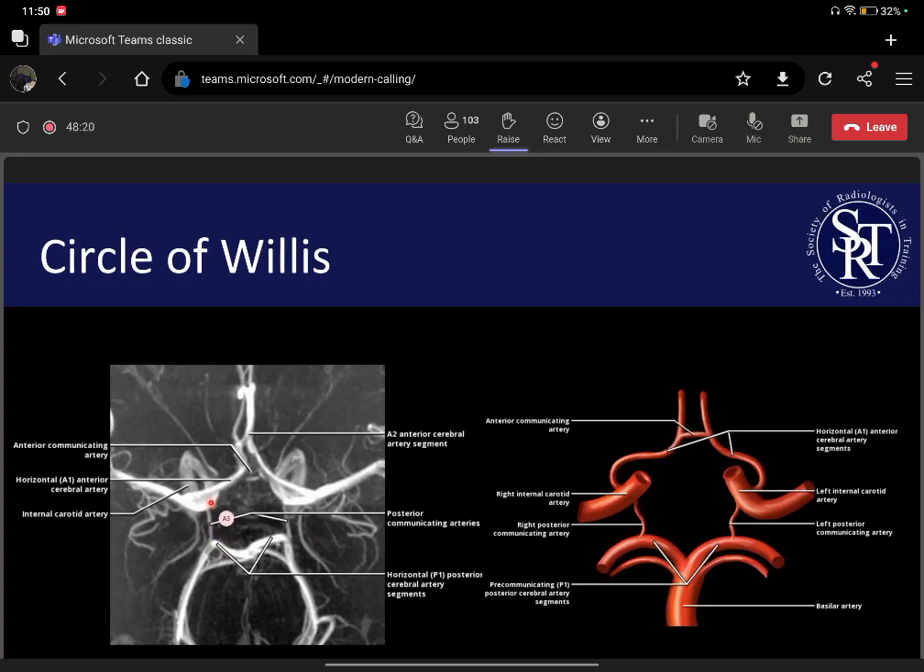Our internal carotid then divides into two terminal branches. That is our middle cerebral artery, which goes laterally on either side, and our anterior cerebral artery, which you can see coming forwards on either side here. And our anterior cerebral artery is united by this anterior communicating artery, closing our circle at the top.